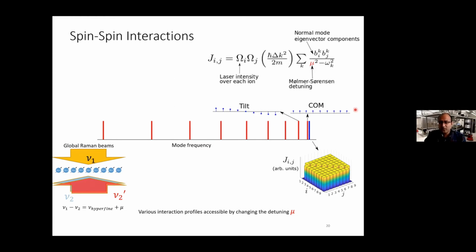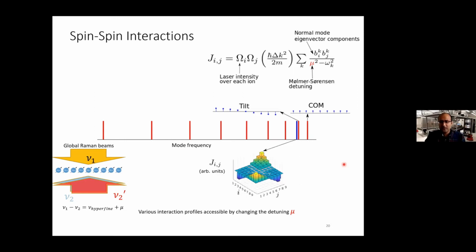And in that mode, there is really no concept of who is nearest neighbor and who is farthest neighbor, because all the ions are taking part equally. When you translate that into the spin-spin interaction, you essentially get a very long range spin model, almost an infinite range spin interaction. If you go to other modes, then you see the interaction in space actually changes according to the nature of the mode.